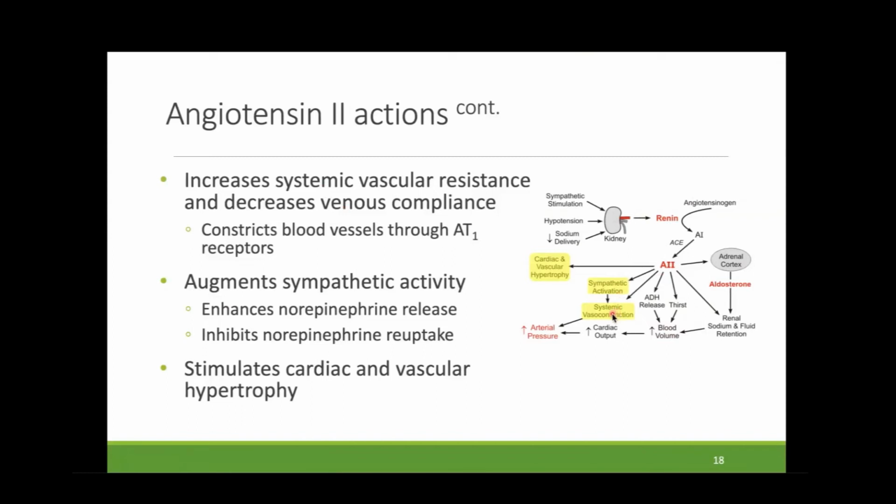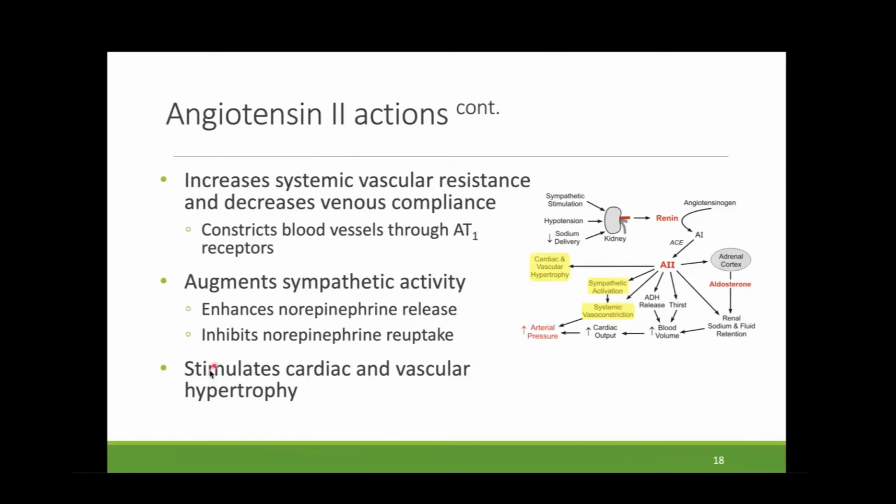Angiotensin II also augments or enhances sympathetic activity. And it does so by enhancing norepinephrine release, acting centrally up in the brain, but also peripherally on the nerves. It enhances norepinephrine release and inhibits norepinephrine reuptake by the sympathetic nerve terminals through prejunctional AT1 receptors. By inhibiting that reuptake, you have more norepinephrine in the synaptic cleft for any given level of sympathetic activity. So in that way, it enhances or augments sympathetic activity.